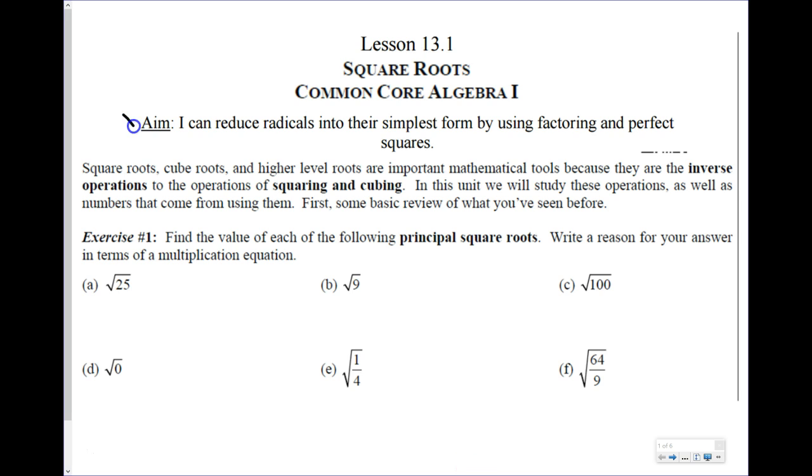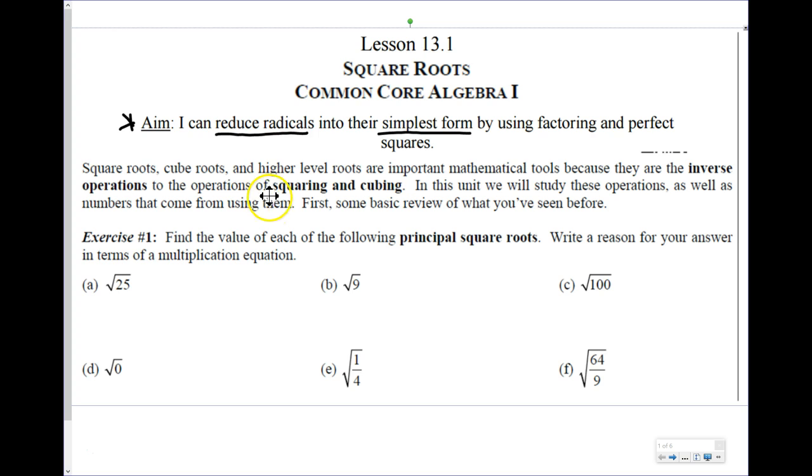So your aim today is a couple things. One, the most important one, is that you can reduce radicals into their simplest form by using factoring and perfect squares. So at the end of this lesson, you really want to feel comfortable reducing radicals. But the first few exercises are going to be kind of review from operations with radicals that you've done in 8th grade. So let's read.